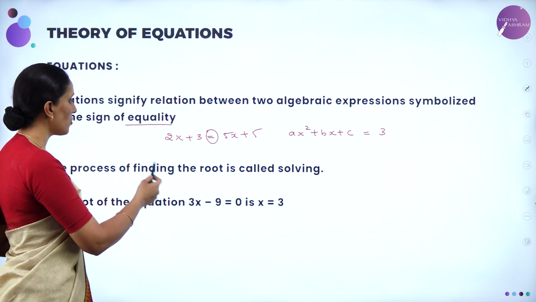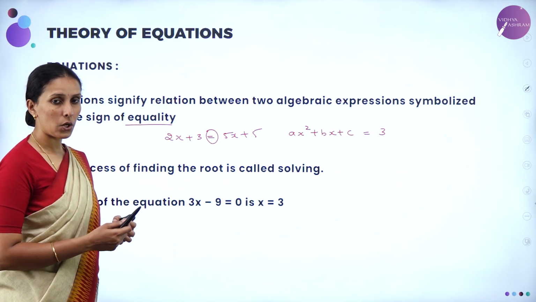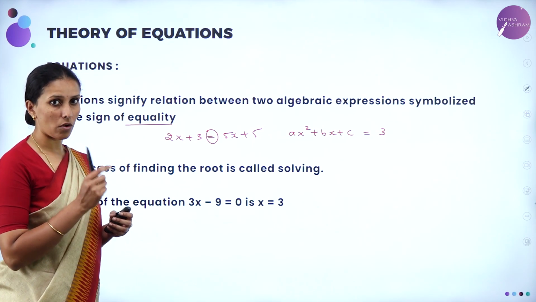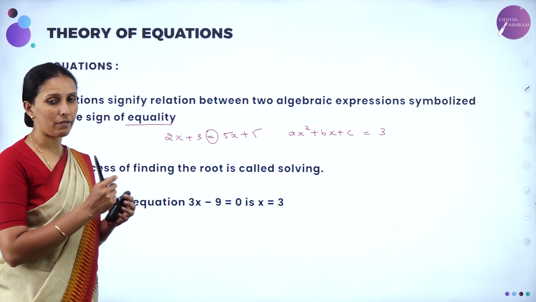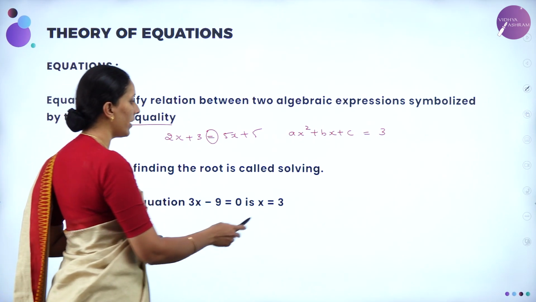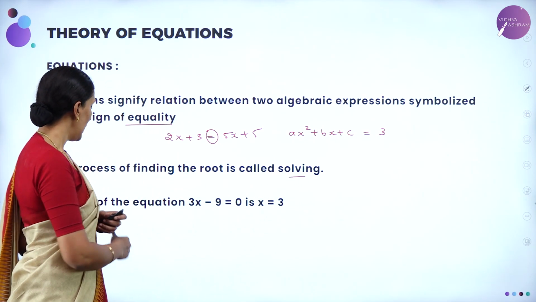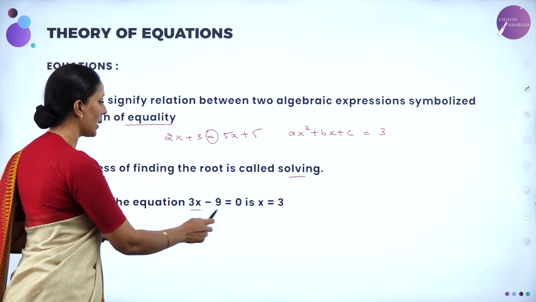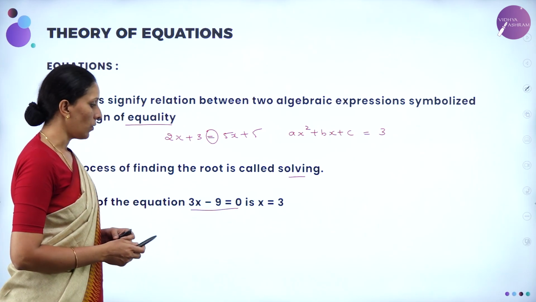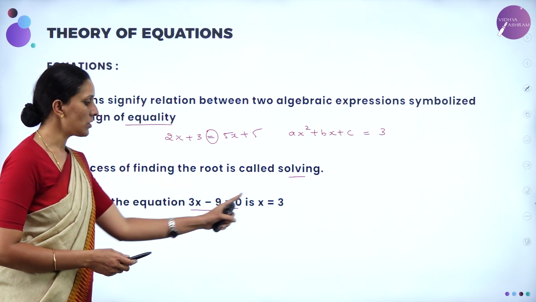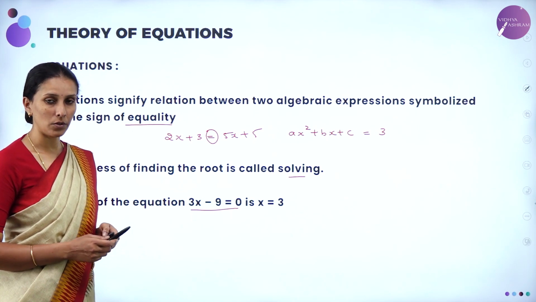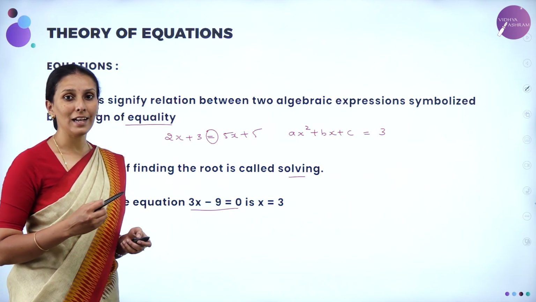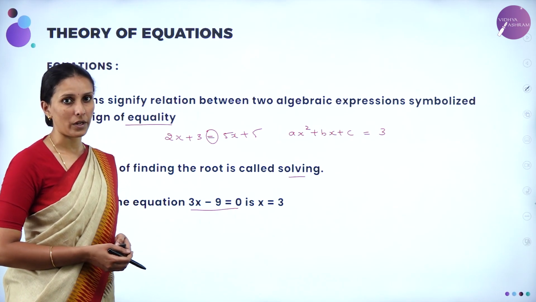Now, the process of finding the root. For any equation, we need to find out the roots or the answer, the solution for the given equation. That method is called solving. For example, here I have taken an equation 3x minus 9 is equal to 0. If we find the solution for this, we get the answer as x is equal to 3. So in today's session, we will discuss the solution of linear equations.